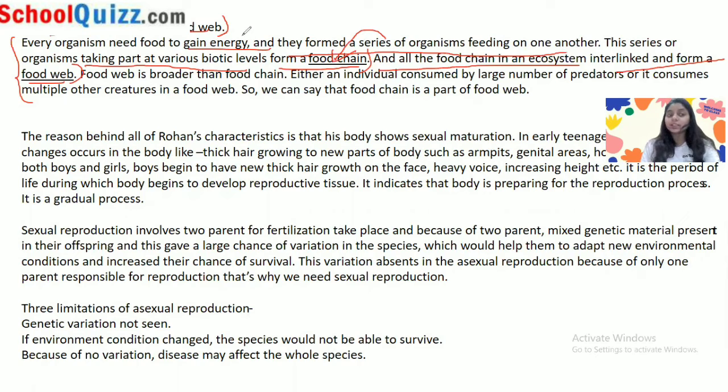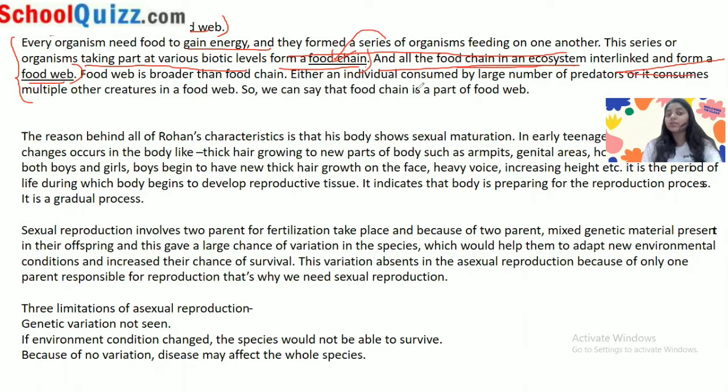So firstly, we will tell them why food chain and food web are necessary, because every organism needs food to gain energy. So they form a series by feeding one another, and this series is called the food chain. Now the food chain is complete, and now we will tell them that all the food chains in an ecosystem interlink and form a food web.